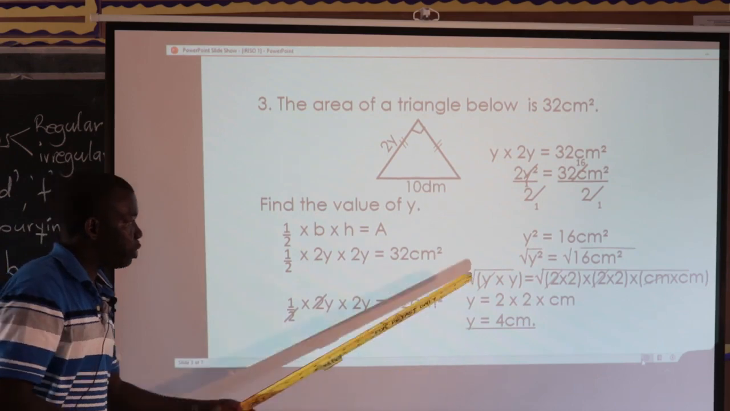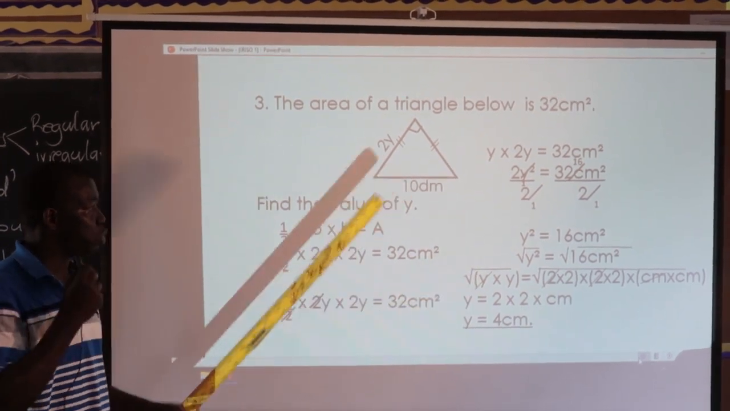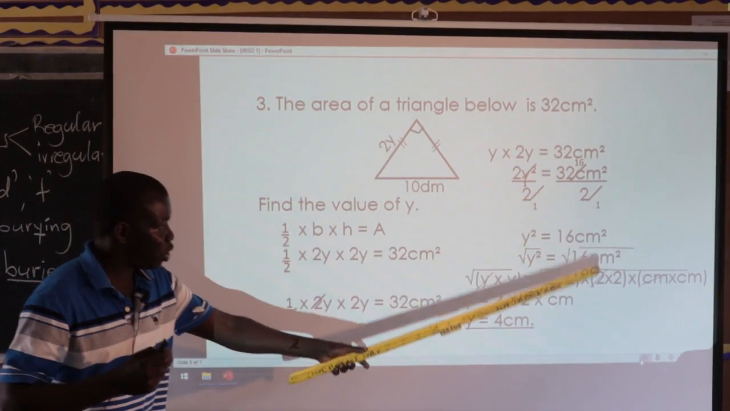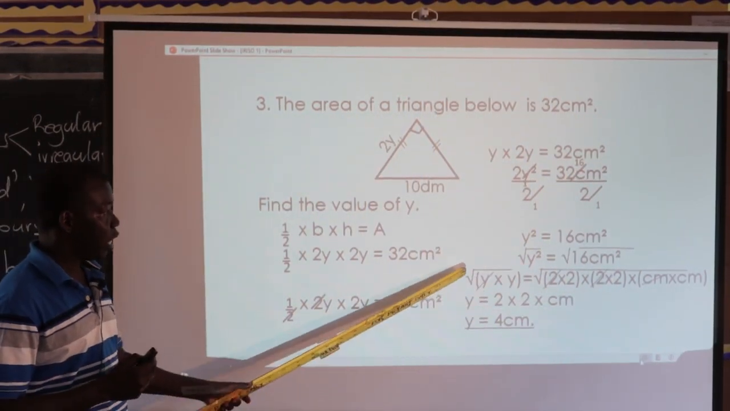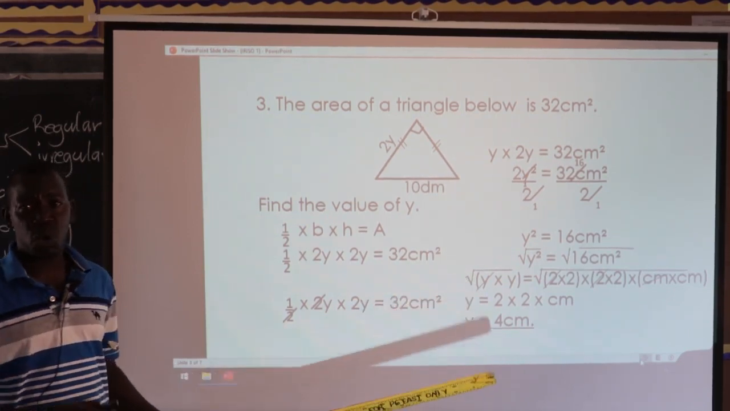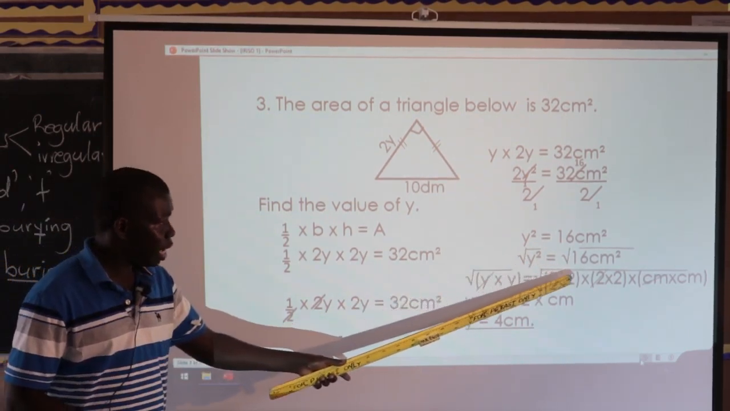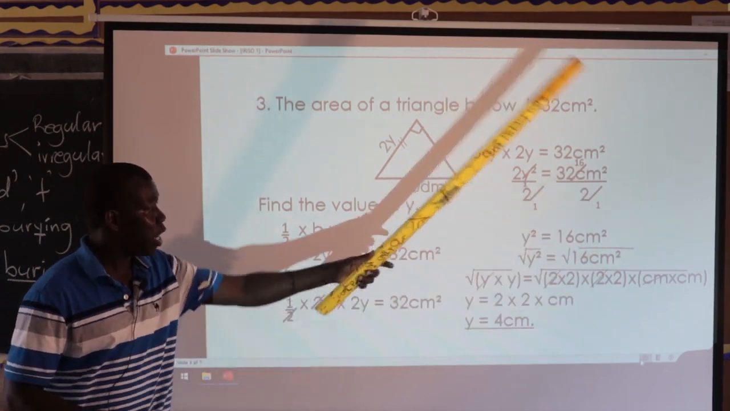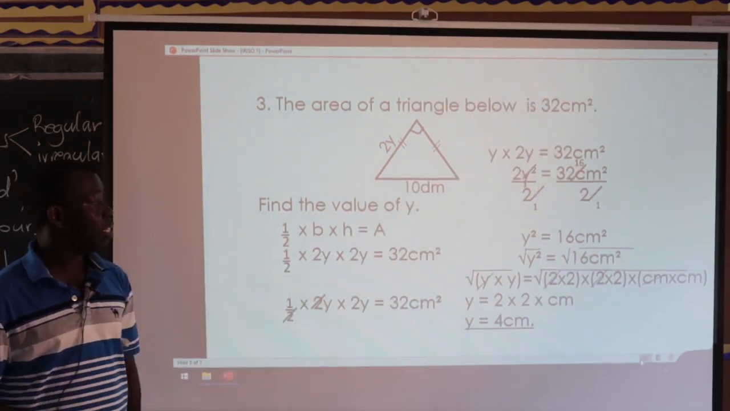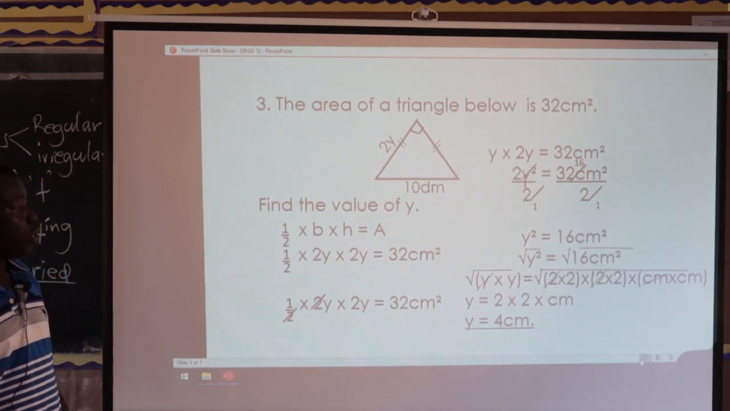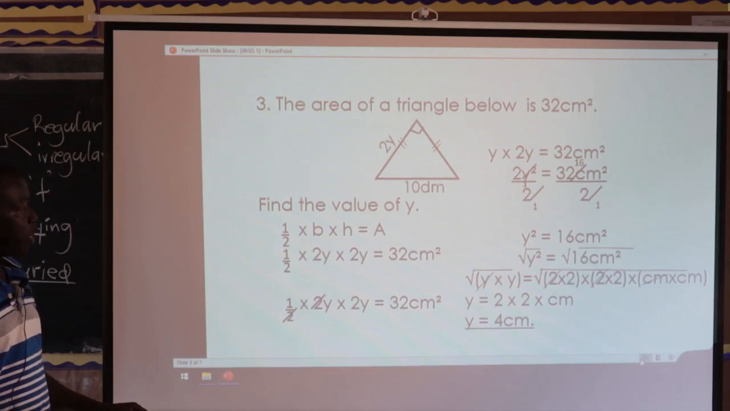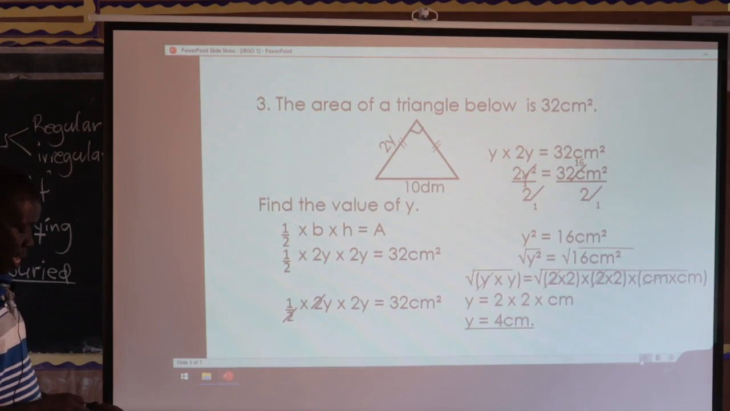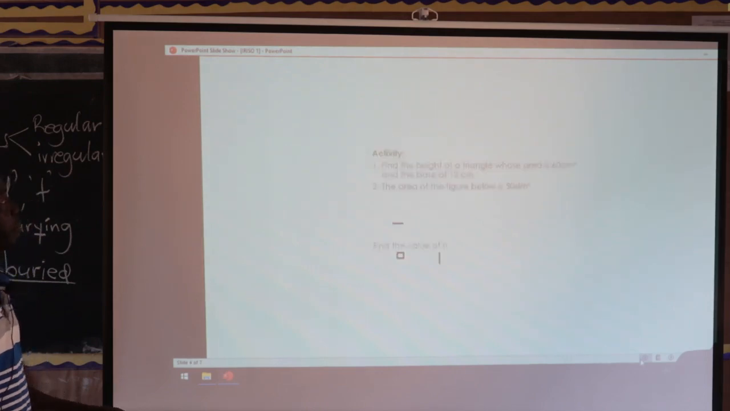Cancel the first root, remain with the second roots. So what are we left with? This side we shall remain with the y, but maintain the root sign again. Then the other side will remain with 2 times centimeters, giving us the value of y as 4 centimeters. So dear children, that is that. Make sure you follow the examples properly, and then you go ahead and do this activity here.